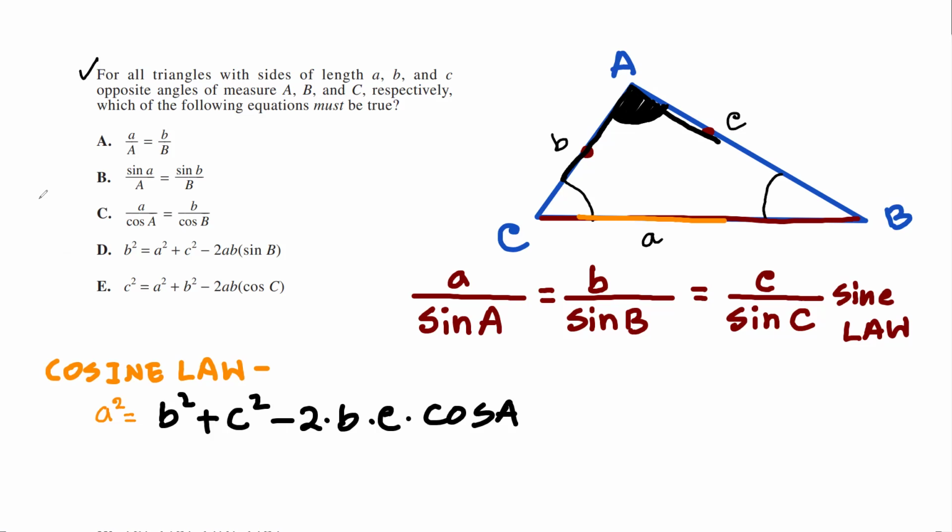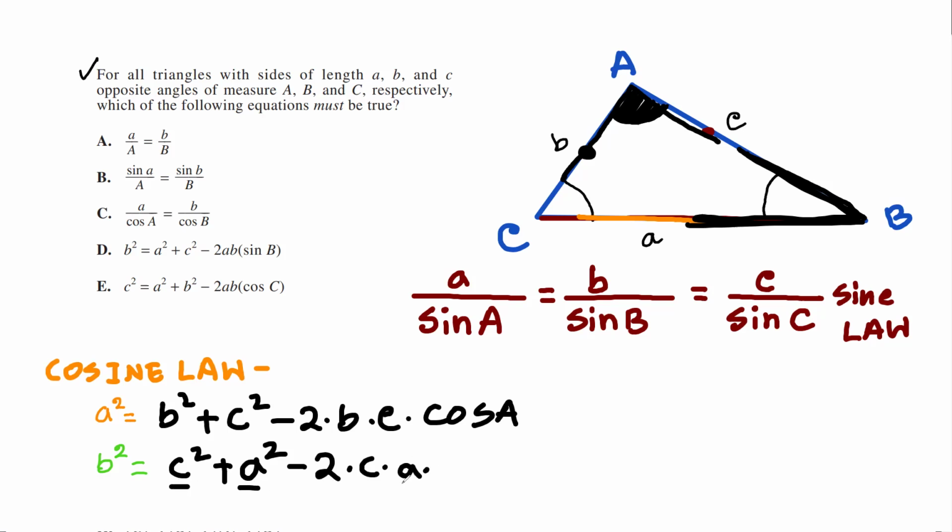If we want to write in terms of b squared, so b squared will equal, if I take b squared, then what are the other two sides? c and a, right? So c squared plus a squared minus 2 times c times a times cosine of the angle which is in between c and a. In between c and a, the only angle is B, so cosine of B.